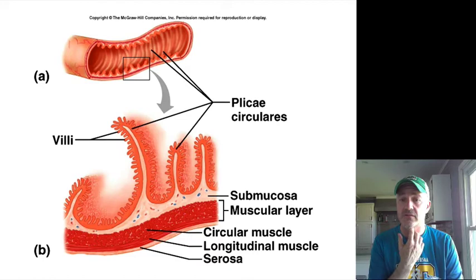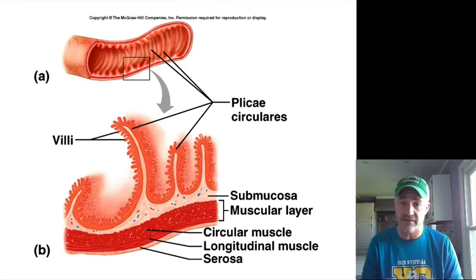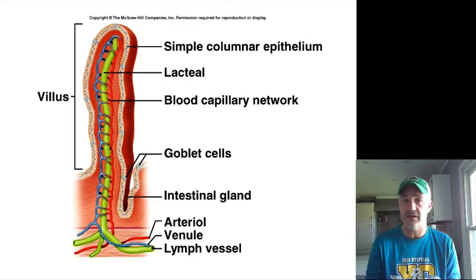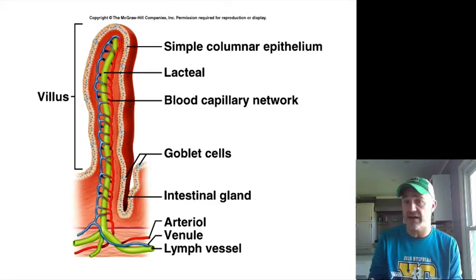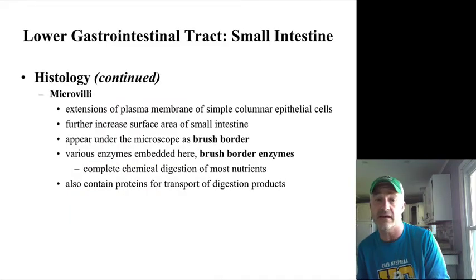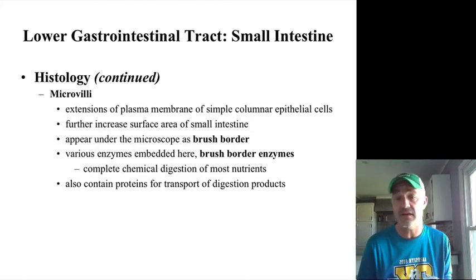And you can see here with these plicae circularis, those circular folds with those little villi on the surface of that. And if you look here, you can see the capillary bed that's going up into each villus along with that lacteal. And you can see it's simple columnar that's lining all this. And one of the things that we'll see on the simple columnar too is you're going to have microvilli that are on the surface of these simple columnar epithelial cells, again increasing that surface area even more.